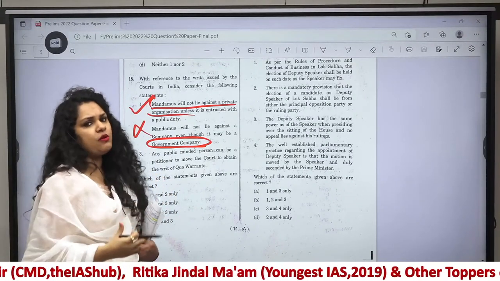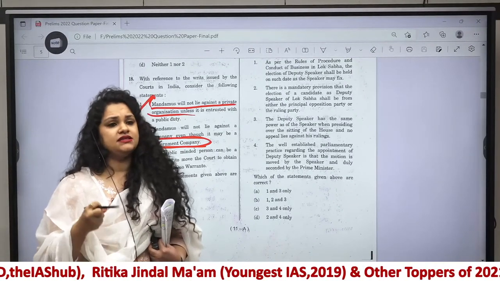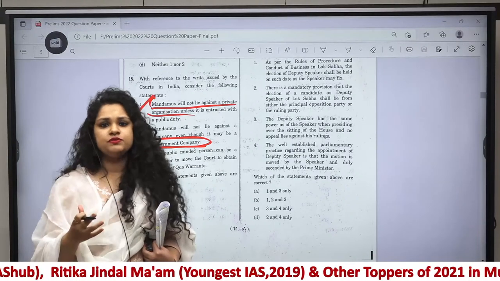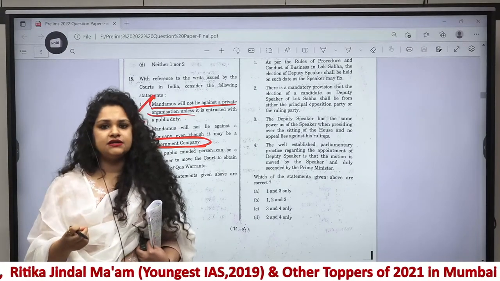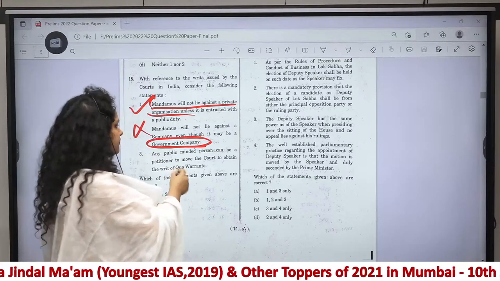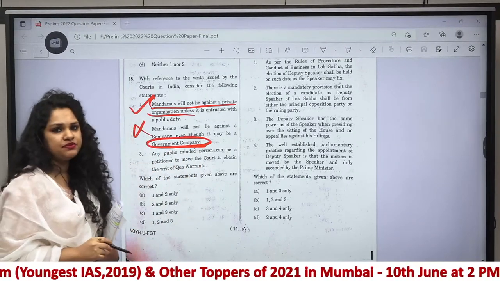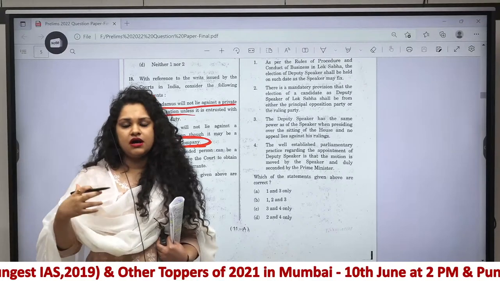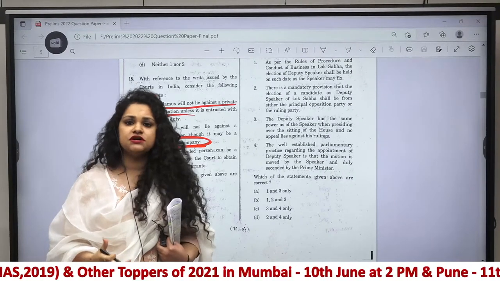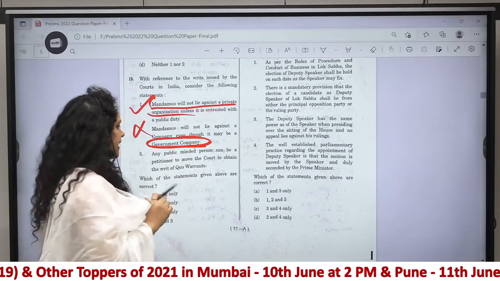All these things you can do with common sense. These are not explicitly mentioned here. Of course, UPSC will not throw direct questions sometimes. So it is put in a roundabout way, but the crux is that it has to be a government company or a public company or a company which has a public duty to serve, then only the mandamus will apply to it.